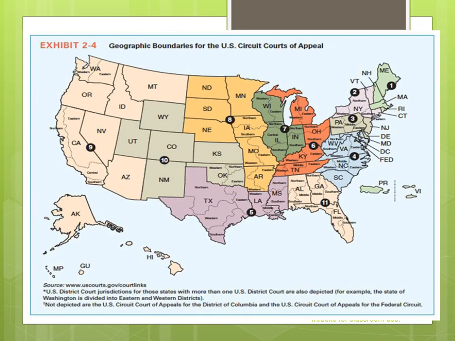All right, this is a map with all of the different geographic boundaries of the circuit courts of appeal, okay? So that's kind of cool to look at. A couple of things to note: District 9 is California, and 2 has New York. Just remember that, and we'll talk about that here in just a second.